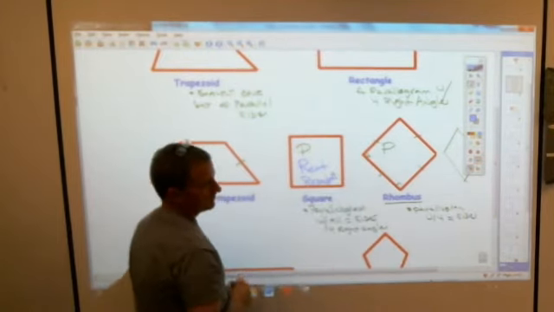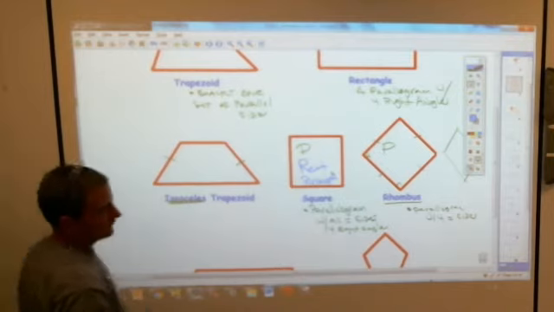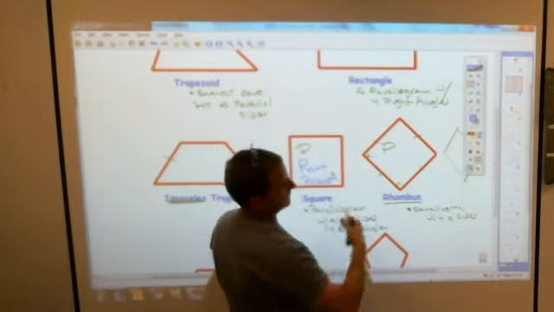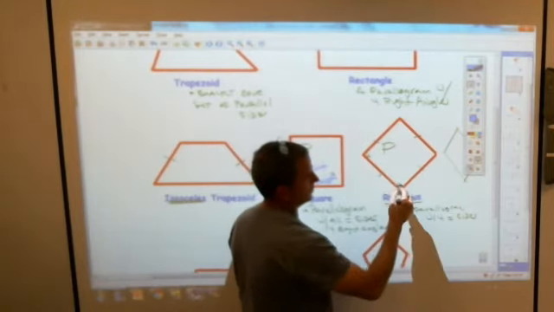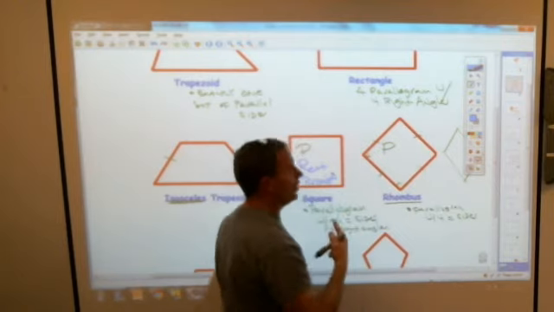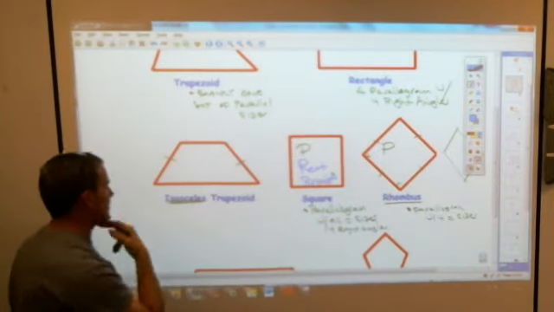And like I said, I should have drawn this more like a diamond shape. The corners should not be squared. Although all squares are rhombuses, that is not what I should have drawn.